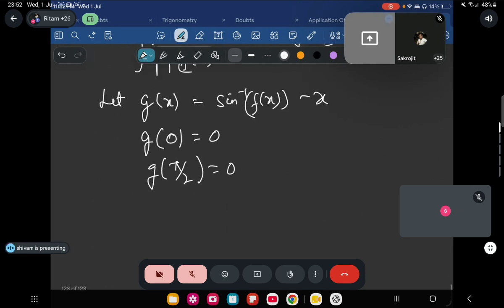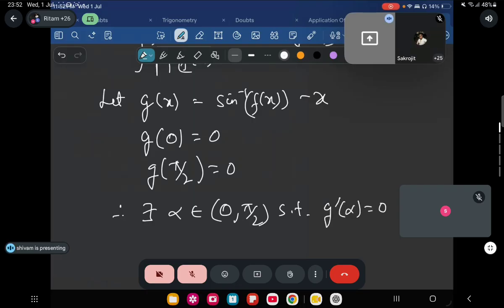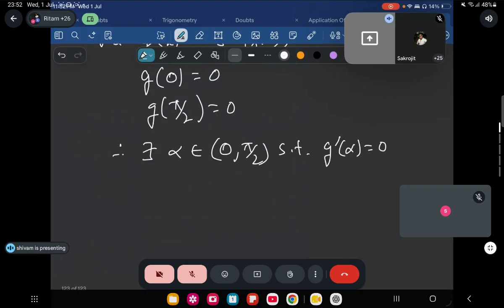Therefore, there exists some alpha belongs to (0, pi by 2) such that g dash alpha is equal to 0. After that you can substitute, you'll get it. So all options are correct. Therefore, all options are correct. Anyone having any doubt, you can ask me now.